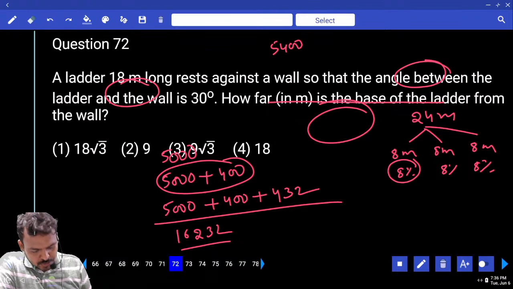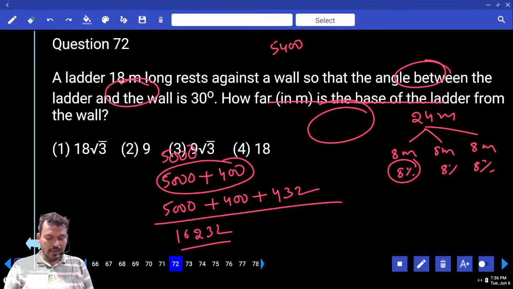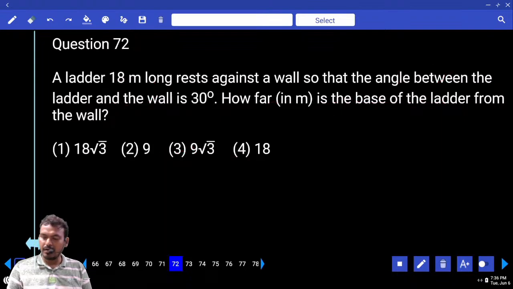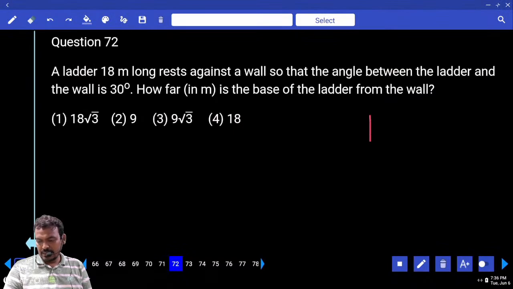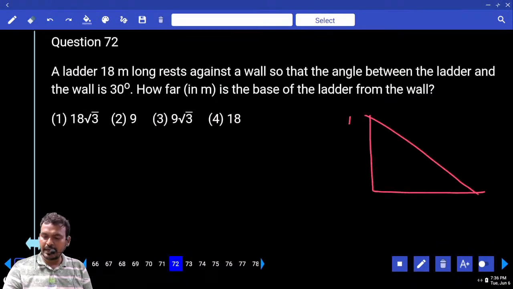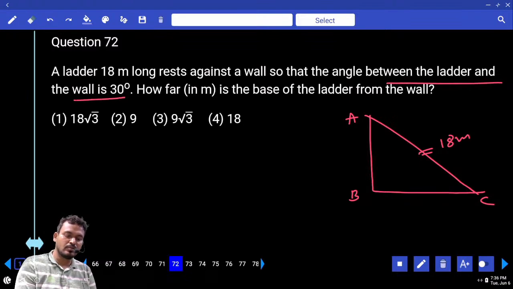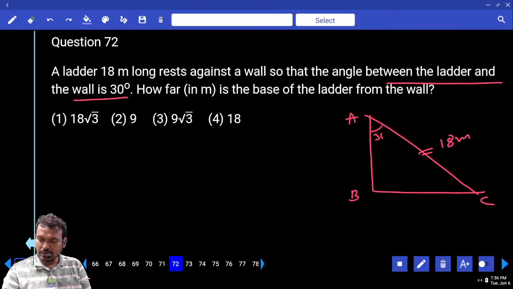Next question number 72. A ladder 18 meters long rests against a wall so that the angle between the ladder and the wall is 30 degrees. How far in meters is the base of the ladder from the wall? AB is the height of the wall and AC is the ladder. What is the ladder length given? 18 meters. The angle between ladder and wall is 30, and angle B is already 90. 90 plus 30 is 120. What is the remaining? 60.